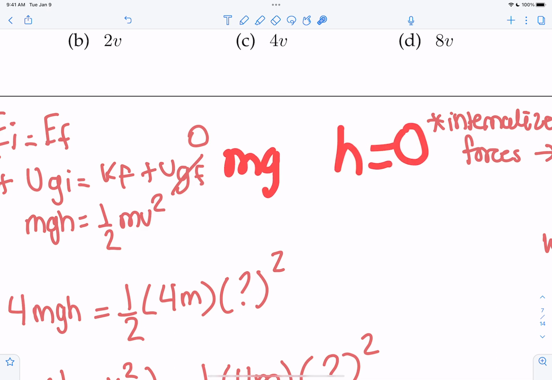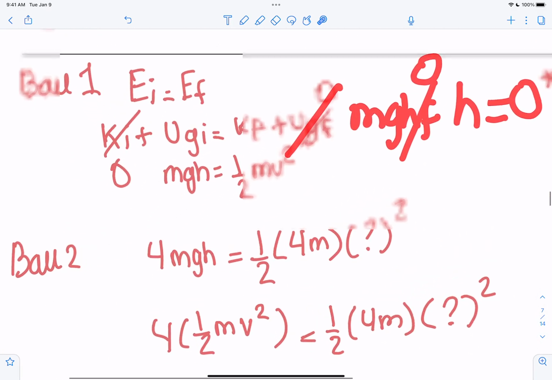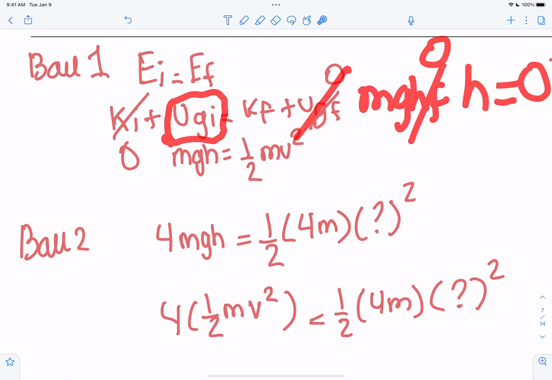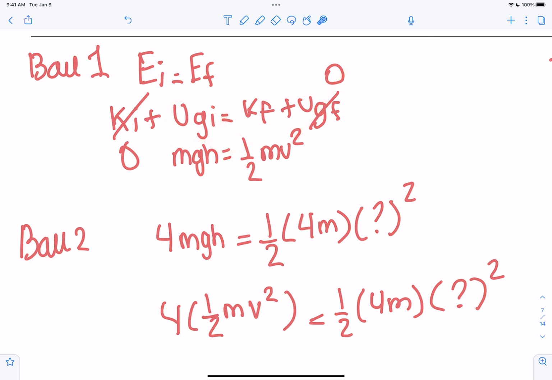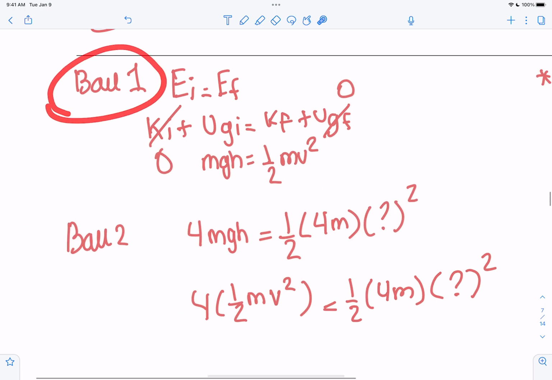So if this is mghf, hf is 0, then Ugf goes to 0. Whatever initial gravitational potential energy you had gets all converted to final kinetic energy. So at the end, you basically only have kinetic energy. So mghi is equal to half mvf squared. This is for ball 1.